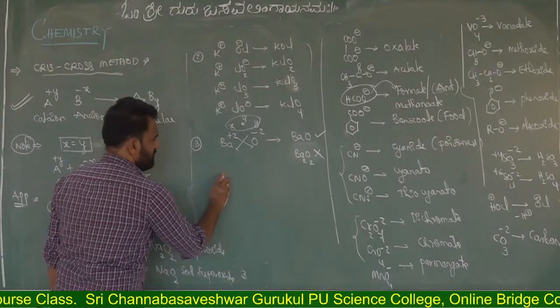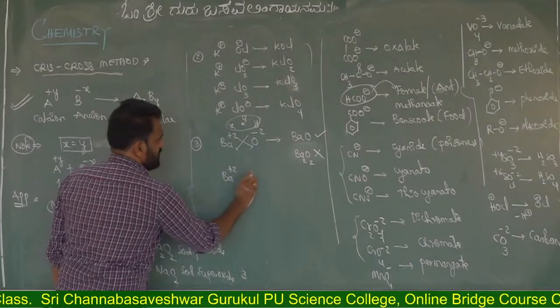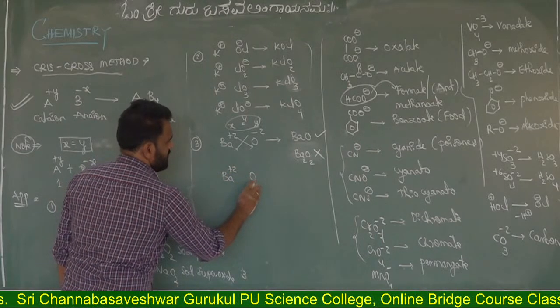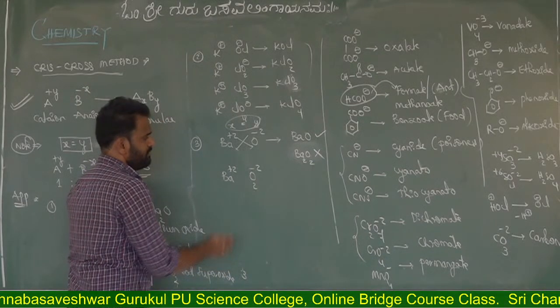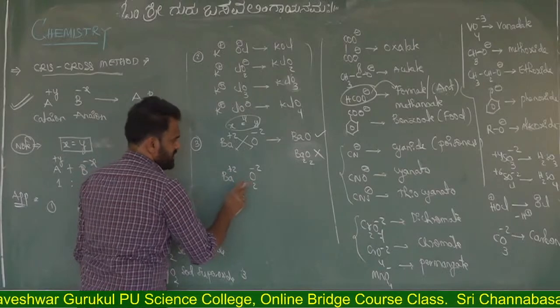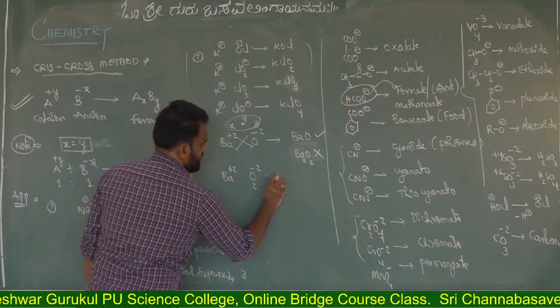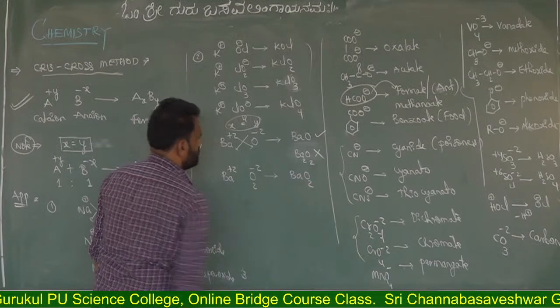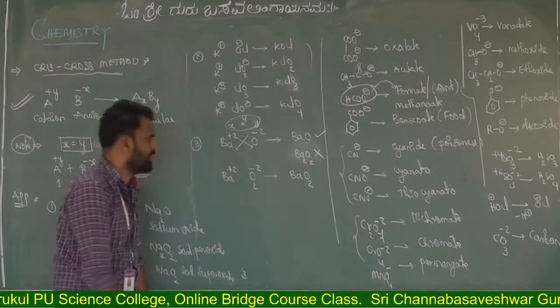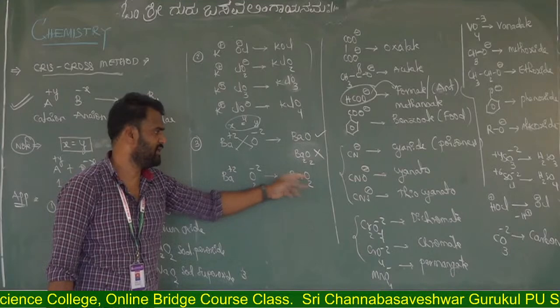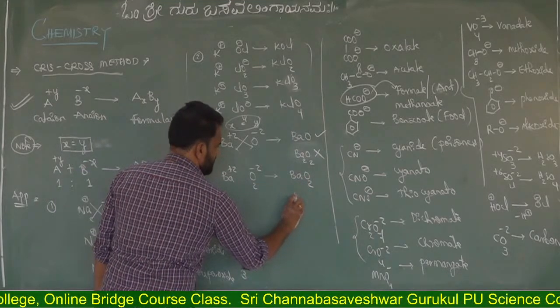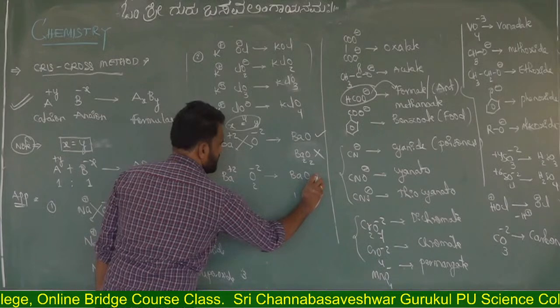Next, barium peroxide. Here, barium peroxide is O2 minus 2. Now what can you write here? One barium and one peroxide, so BaO2. 1:1 ratio, one ion and one ion. Then you just have to write BaO2, which is correct. Don't write it like this. This is the correct formula, the barium peroxide.